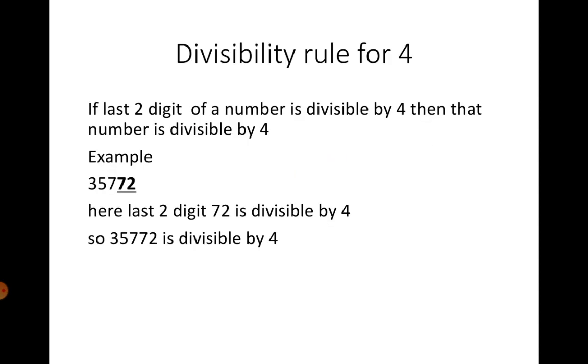And divisibility rule for 4. If the last two digits of a number are divisible by 4, then that number is divisible by 4. For example, 35,772. Here the last two digits are 72, which is divisible by 4. So this 35,772 is divisible by 4.